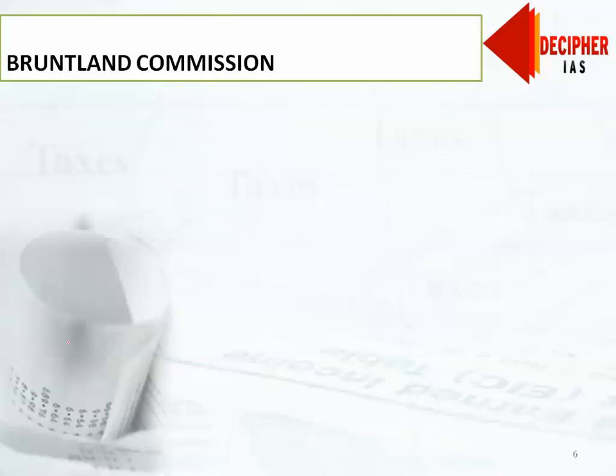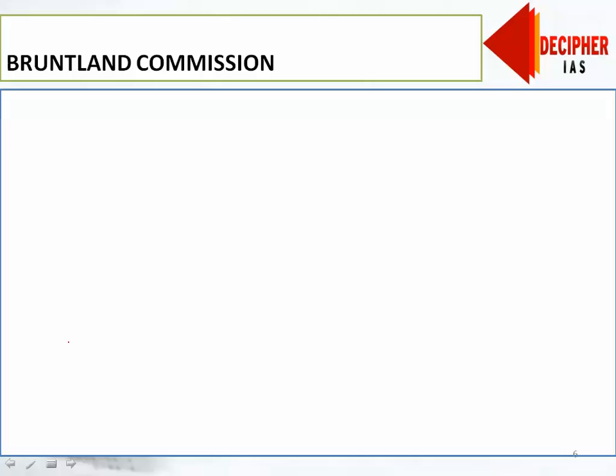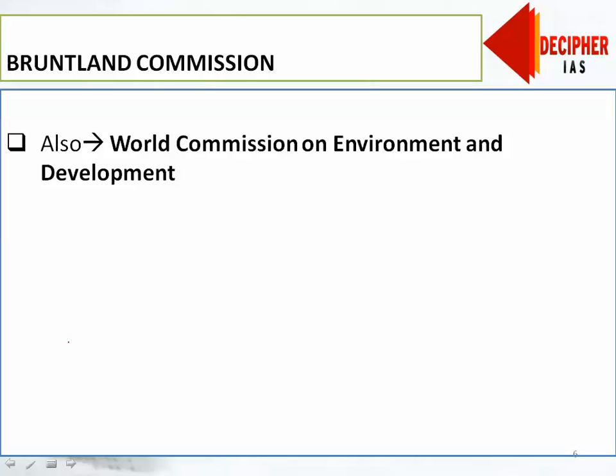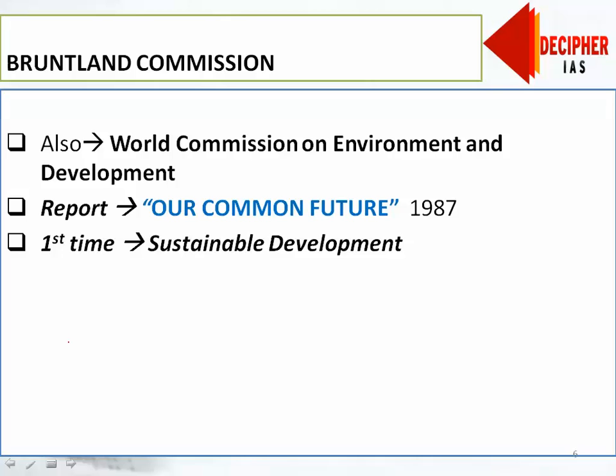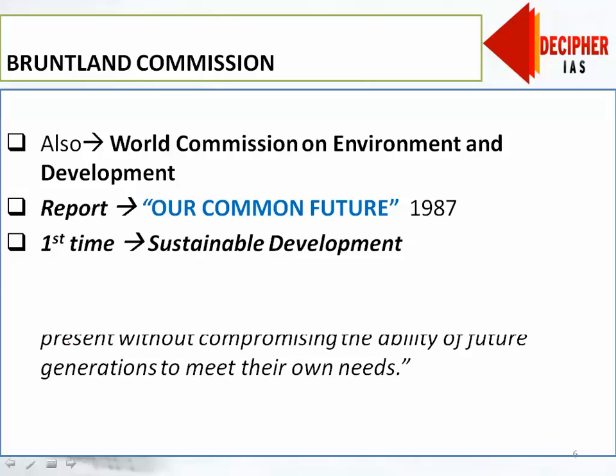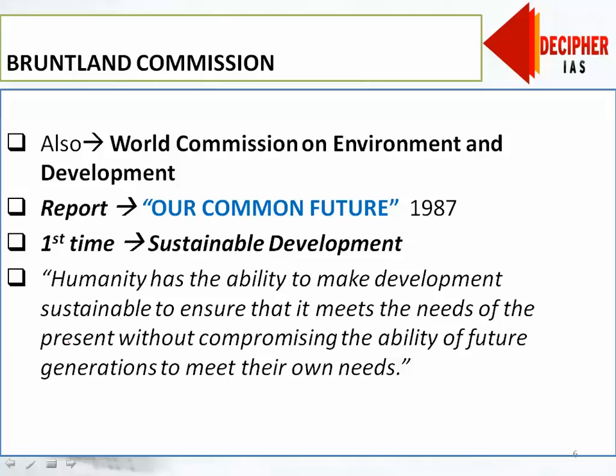Now coming to the Brundtland Commission. Brundtland Commission was established in 1985 or 6. It is also called the World Commission on Environment and Development. It was to evaluate the initiatives taken on the environment. So it gave a report called Our Common Future in 1987. And for the first time it used the term sustainable development, which is such a commonplace nowadays. So how does it define sustainable development? That humanity has the ability to make development sustainable. That is, for long period of time we need to have development, and to ensure it we should see that it meets the needs of present, but without compromising the ability of future generations to meet their own needs.